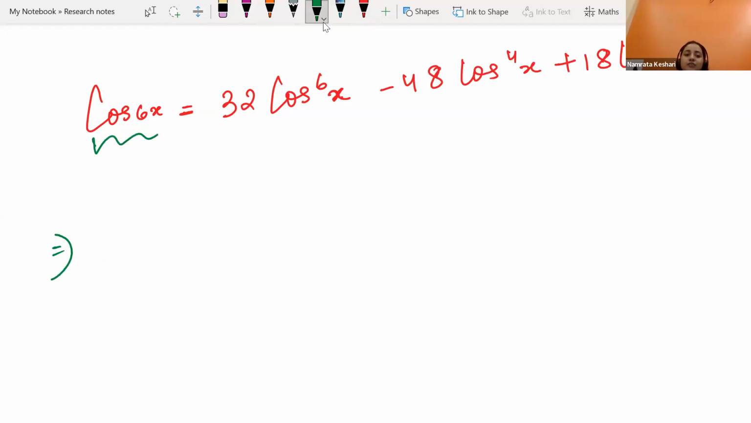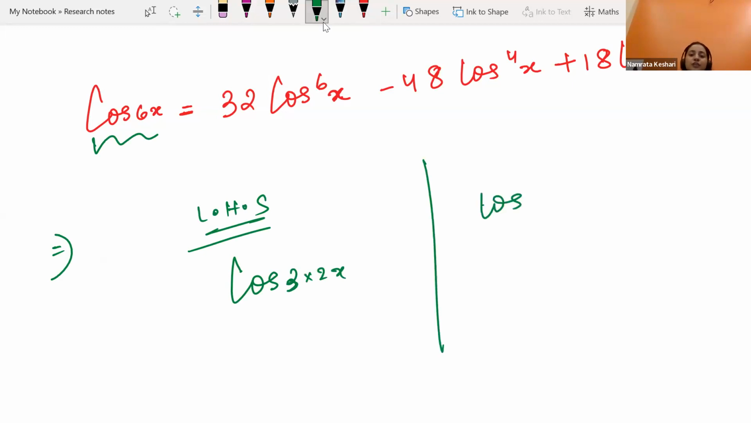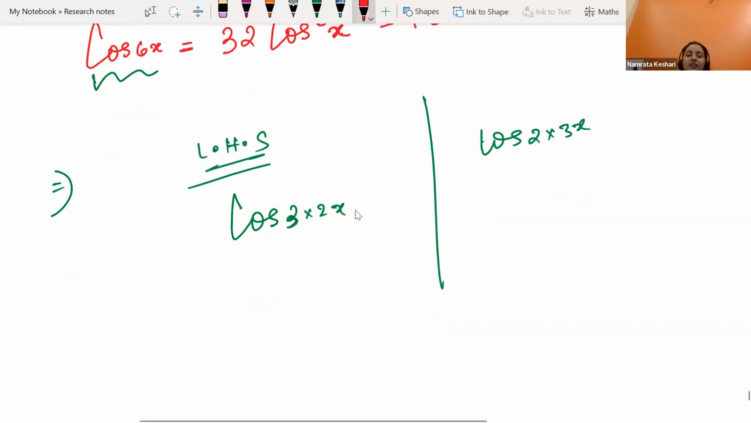So let's take the left hand side. It looks like we will be able to do it. We can write it as cos 2 into 3x or 3 into 2x. Just now we learned the formula. Which one do you want to take? I think anything will work. Let's take any one of them. Okay, 2 into 3x.